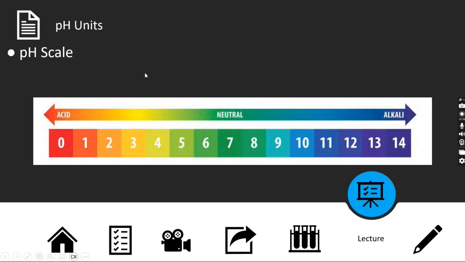Here's our pH scale. Neutral water is about 7. It's slightly acidic, natural water. Acidic is less than 7. Basic or alkaline is above 7.